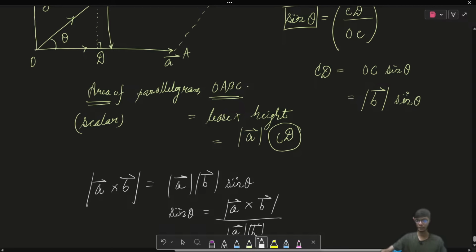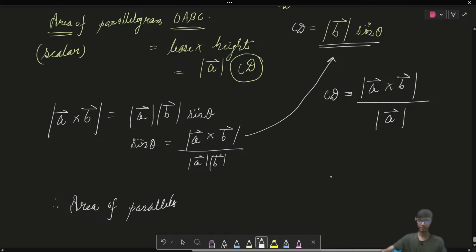If I put it in, my value of CD will turn out to be the mod of A vector cross B vector, whole divided by mod of A vector. Now, in the area of the parallelogram, finally the expression for the area of this particular parallelogram OABC is going to come out as just the mod of A vector cross B vector.